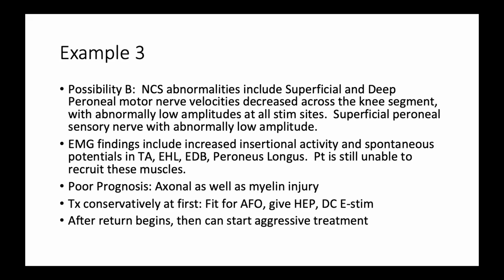So now we have signs of an axon injury as well as a myelin injury. This is a more serious type of situation because now he has to regrow the axons. It's got to take time for that nerve to regrow. So he's going to need to have a brace. It's going to take a long time for those axons to regrow. And this was the scenario with this patient.